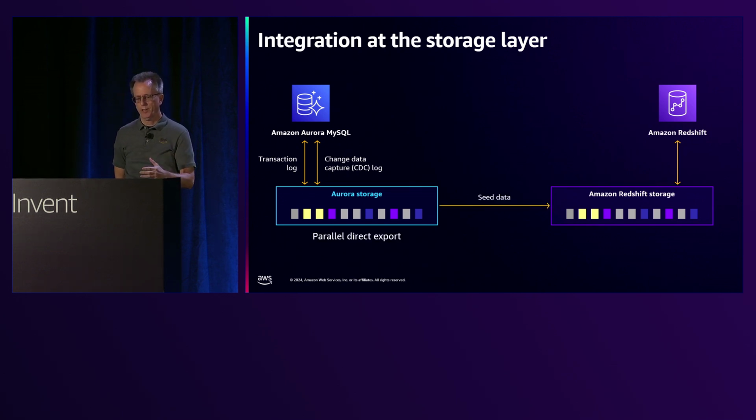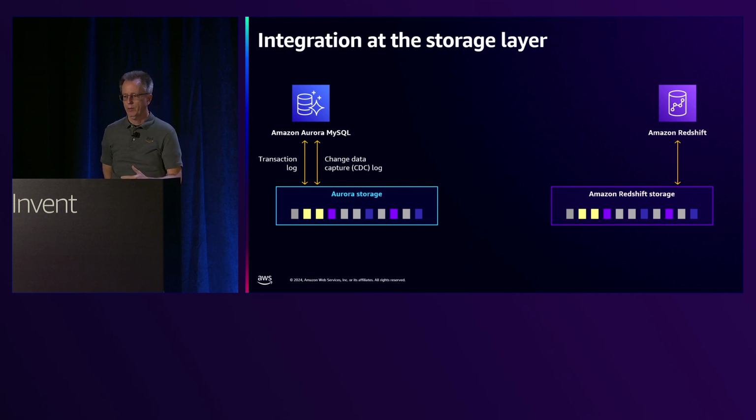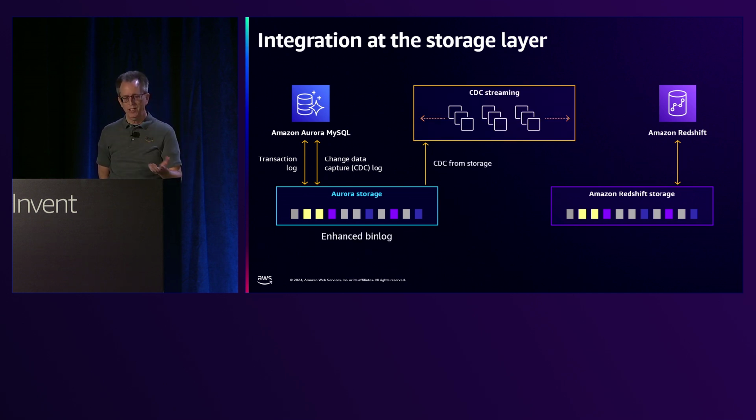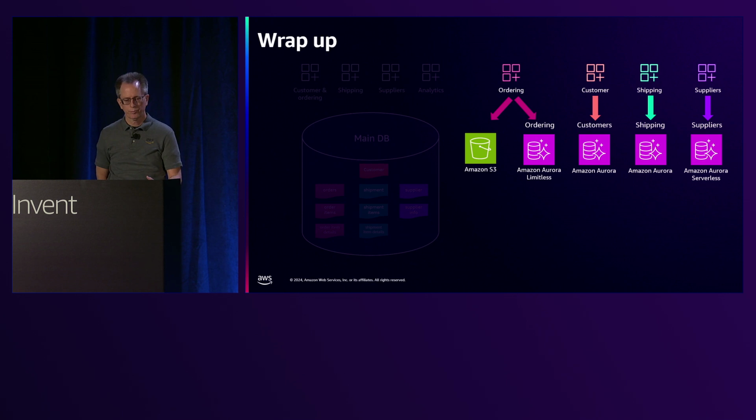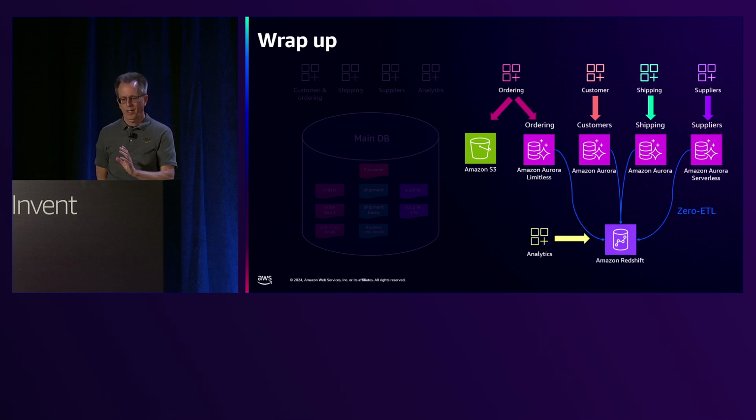So we do parallel direct export here. We do that directly to Redshift. And for the CDC, we do that again from storage, not from the head node, and then we stream that to Redshift. So this is all very efficient and very fast. So we now have all of our properties, and we set up zero ETL. And you'll notice that I can set up zero ETL from many databases, up to 50, into a single Redshift cluster. So you don't have to have a ton of Redshift clusters for each one of these, right?